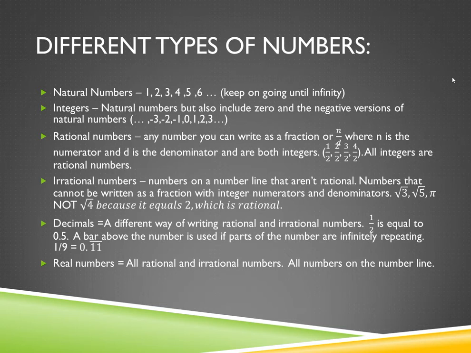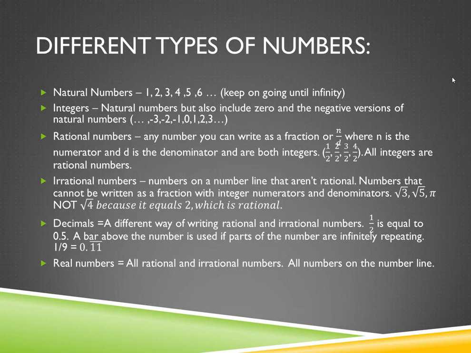Now, what's complicated are irrational numbers. So basically, irrational numbers are numbers on a number line that aren't rational. So basically, stuff that you can't write in a fraction form. You can't write, for example, root 3 in a fraction form, or the square root of 5. You can't simplify that. You can't simplify pi. You can't do it. However, you should also know that not all square roots are irrational. For example, the square root of 4 is rational because it equals 2, and 2 is rational.